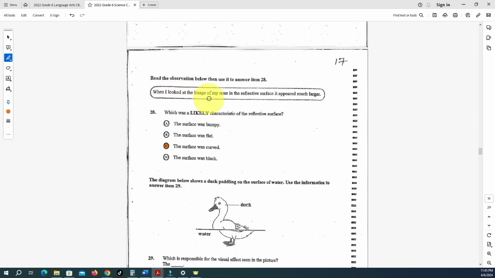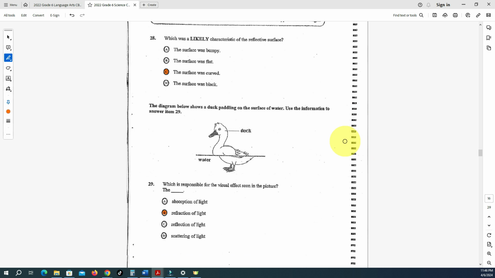Read the observation below, then use it to answer item 28. When I looked at the image of my nose in the reflective surface, it appeared much larger. This is funny. Which was likely a characteristic of the reflective surface? The surface was bumpy. If it's bumpy, it's going to give you a collage looking thing. The surface was flat. That's going to give you a good image actually. The surface was curved. Most likely, it will give you that appearance. The closer you get to that image, the more it will make the image look bigger. So I definitely chose C for that one. The surface was black. Nah.